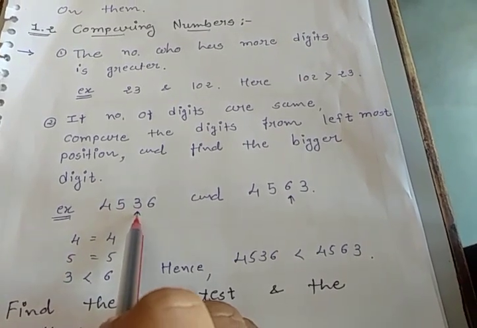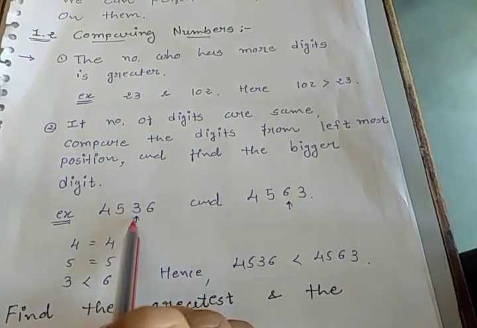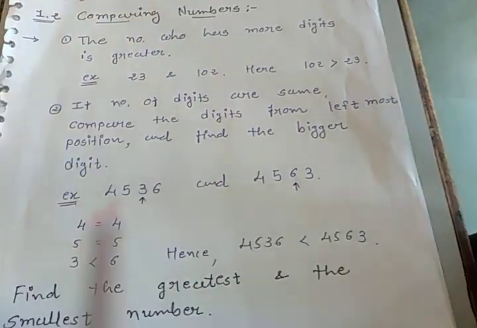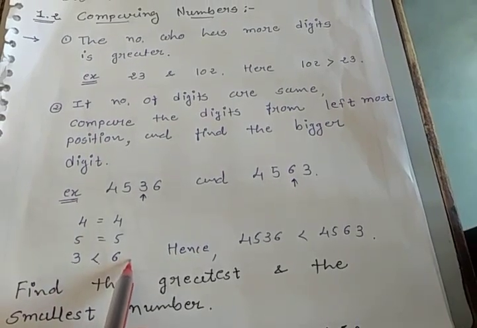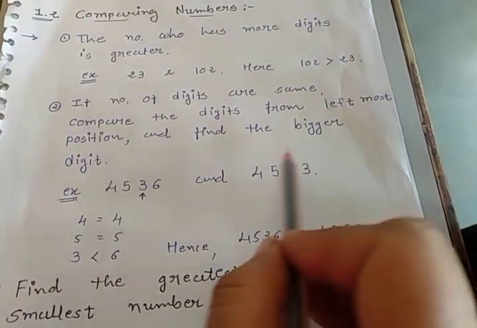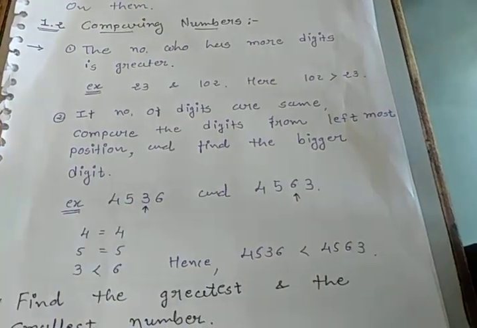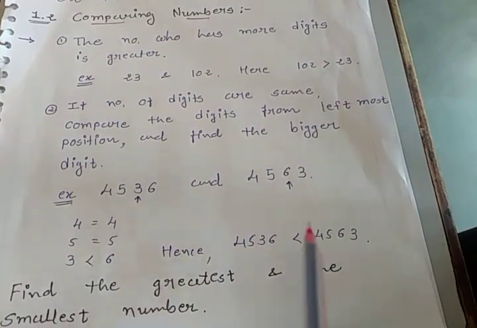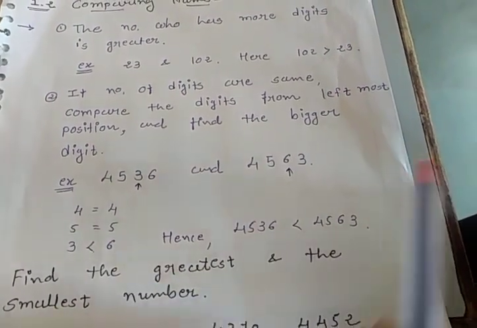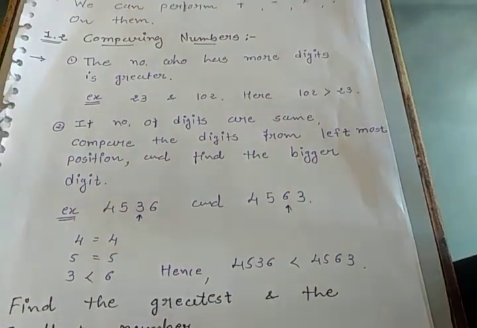The next digit is 3 over here, and in the second number it is 6. Now these 3 and 6 are not equal. 3 is smaller than 6. So we can say the second number is greater because 6 is bigger than 3. Hence 4536 is smaller than 4563. Clear? So that way we can compare the numbers.